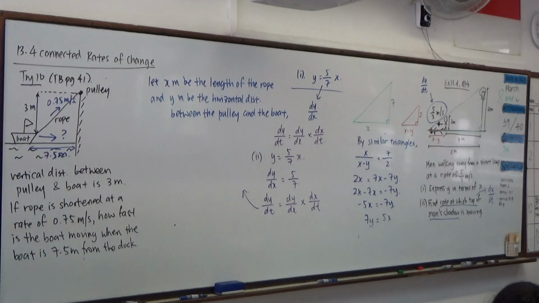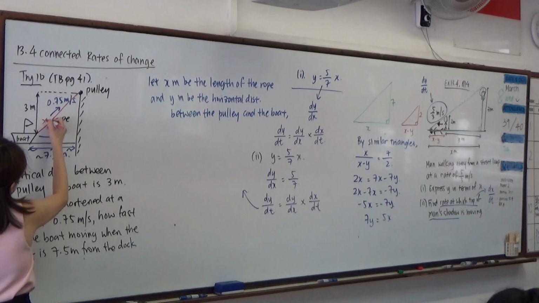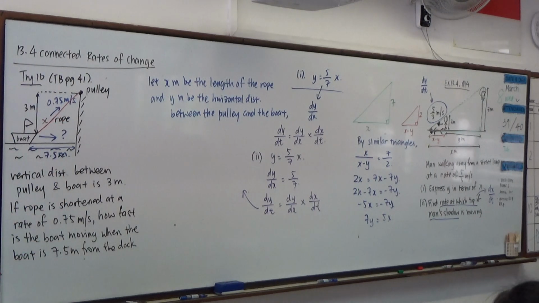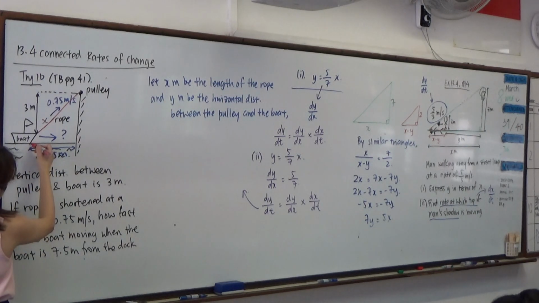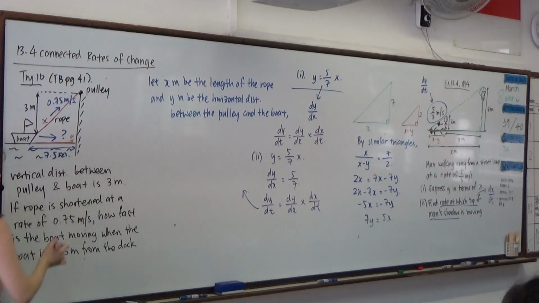Okay, so I define x to be the length of the rope. That means that this length over here is x itself. And let y be the horizontal distance between the pulley and the boat. That means I'm looking at this distance, which we will call y.